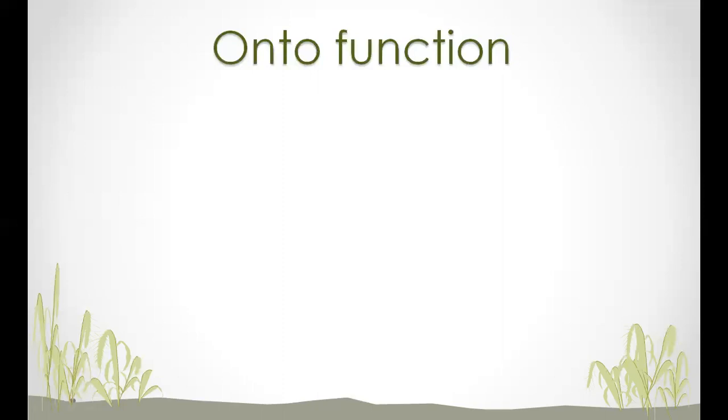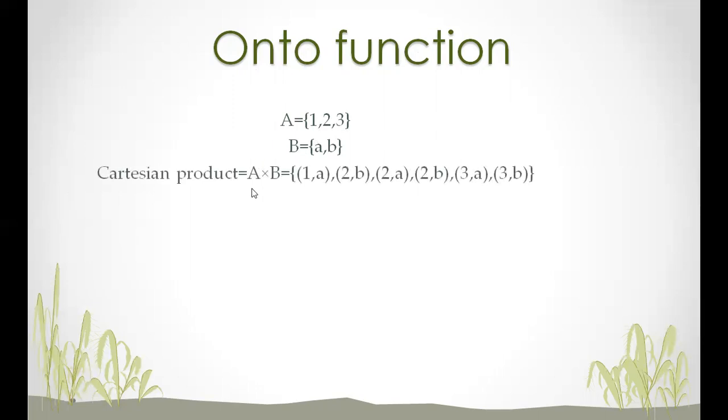Now slowly we move forward to higher topics. So first of all, you have to practice these concepts. For onto function, we have a definition. We define onto function with the help of the definition. We have a set A = {1, 2, 3} and B = {A, B}, and we take the Cartesian product of A and B: 1A, 1B, 2A, 2B, 3A and 3B. This is our Cartesian product for the onto function.